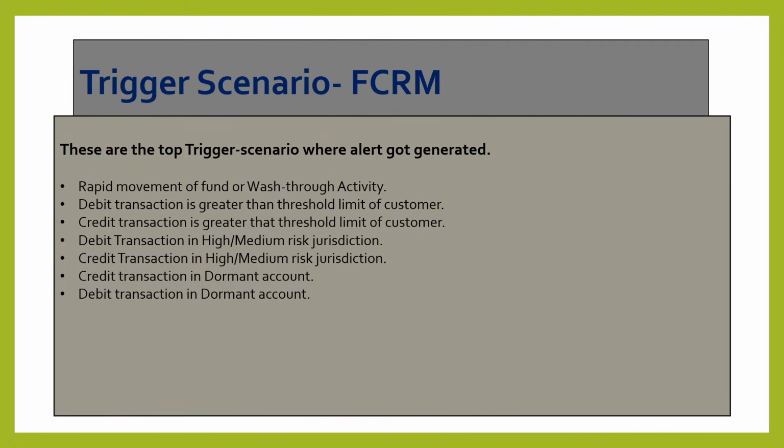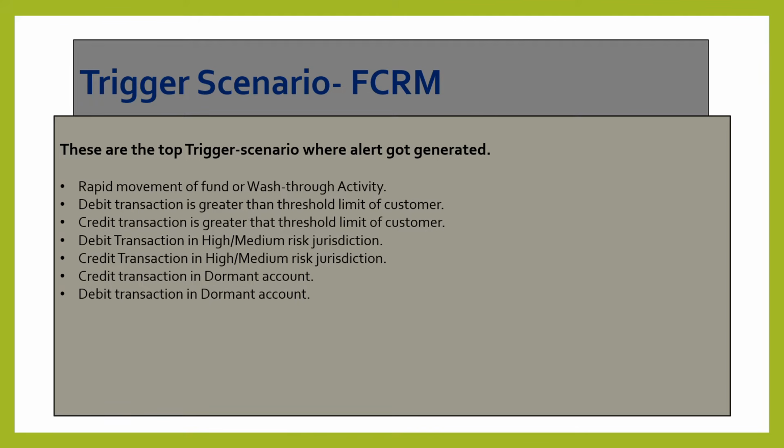Next, these are all the common scenarios. Let's discuss them one by one. The rapid movement of funds and wash-through activity. Let's understand this with an example. You deposit $10,000 and the same day $10,000 gets withdrawn or moved to another account. Hence, it's called rapid movement of funds or wash-through activity. So a trigger will get generated.